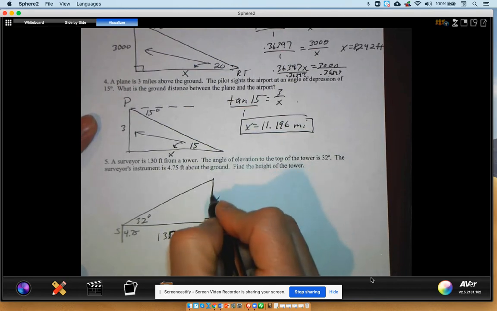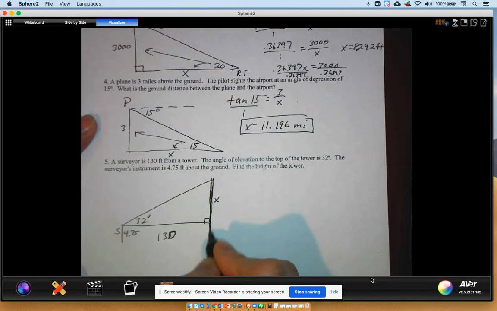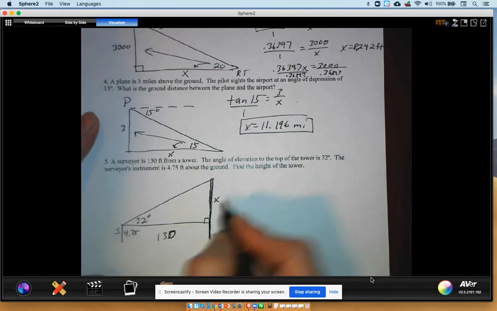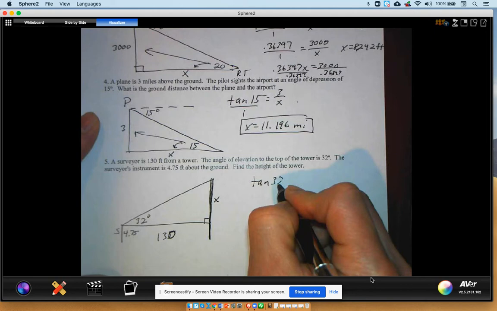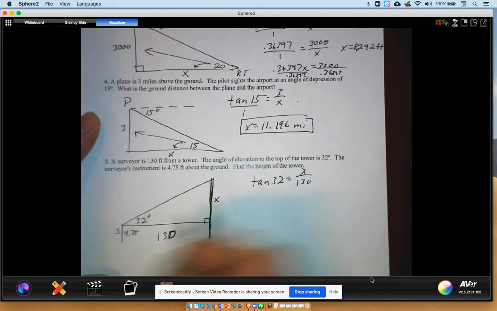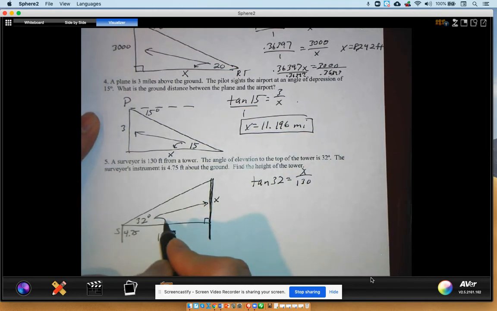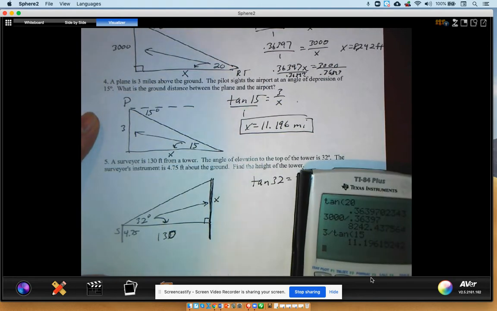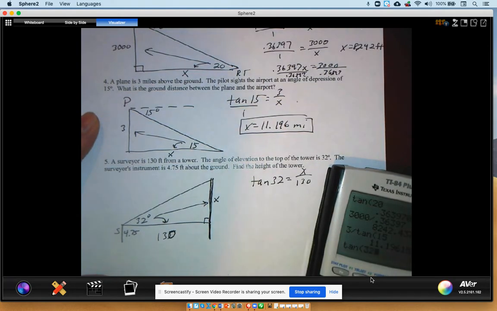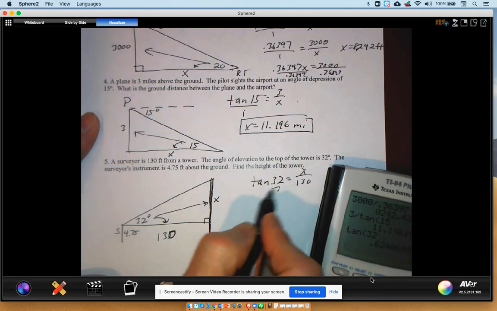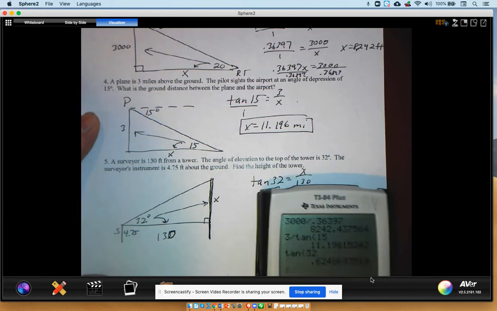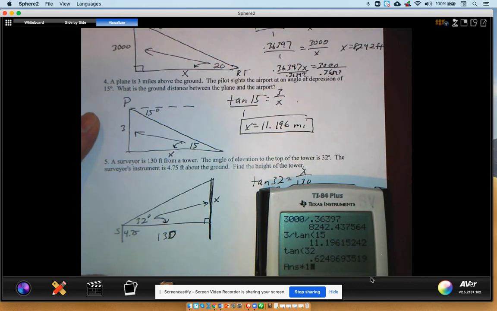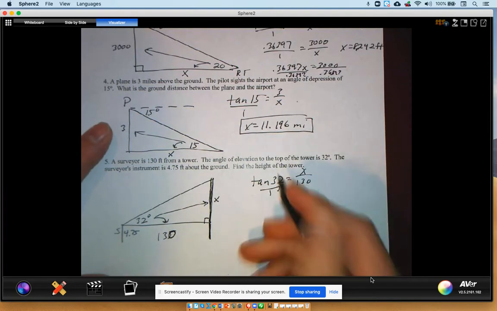We'll be able to find x by using some SOHCAHTOA, and then we'll have to add on this 4.75 for the height of the instrument when we're done. So tangent 32 equals x over 130. Tangent is opposite over adjacent. We're going to cross multiply, so tangent 32 times 130. I got 81.23.